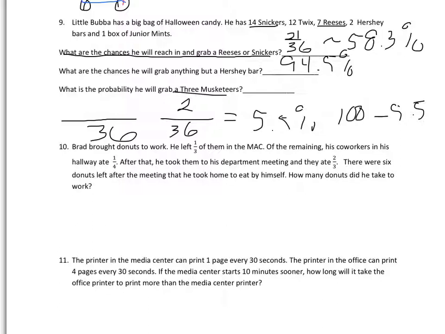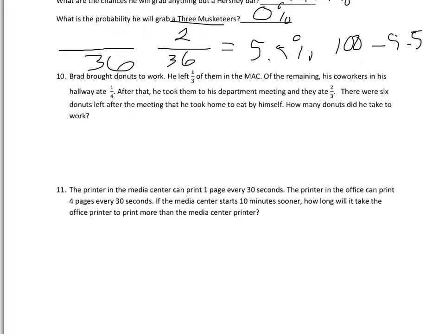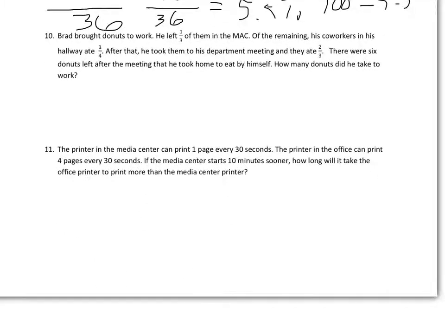Okay? What is the probability that he grabs the Three Musketeers? Well, how many Three Musketeers were there? Well, Snickers, Twix, Reese's, Hershey's bars, and Junior Mints, it looks like 0. 0 out of 36 is 0. There is a 0% chance that he'll do that. In fact, it is impossible for Little Bubba to grab out that Three Musketeers bar that he so wanted.